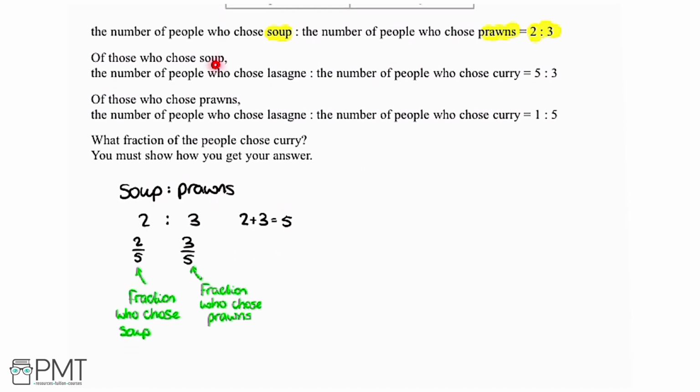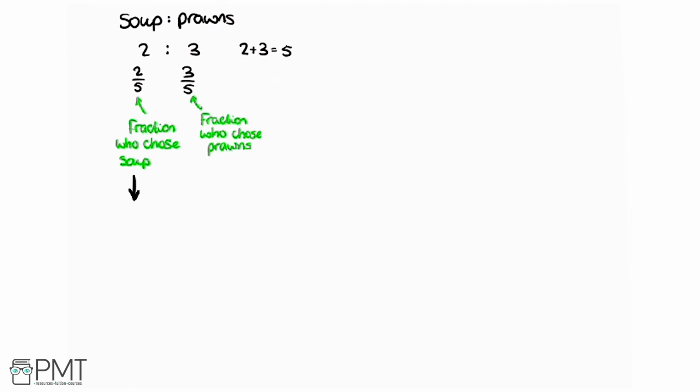So now of those that chose soup, so of the 2 out of 5, the ratio of lasagna to curry was 5 to 3. So now we're taking the soup path down here. We're just looking at people that chose soup for their starter. The ratio of lasagna to curry is 5 to 3. And I'm going to do the same thing as before to get a fraction. We're going to do 5 plus 3, which is 8. So for the lasagna, we're going to have 5 over 8, and the curry, 3 over 8.